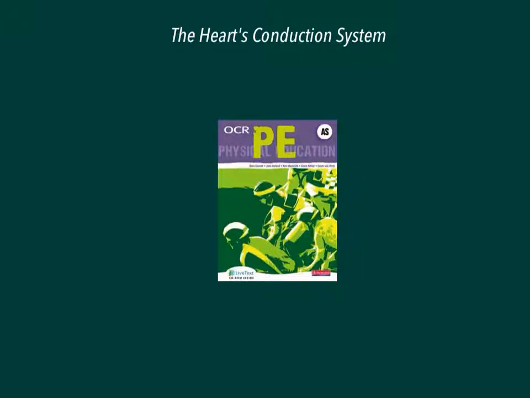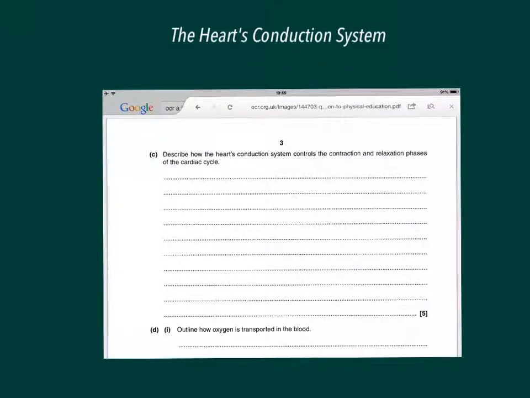This screencast has been devised specifically for those A-level students that are studying the OCR specification for physical education. The focus of this screencast is to look at the heart's conduction system and the processes involved in causing the heart to contract. The heart's conduction system is a question that's frequently asked, and this is an example from a past paper of how the question might be worded.